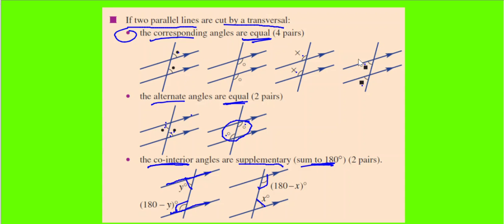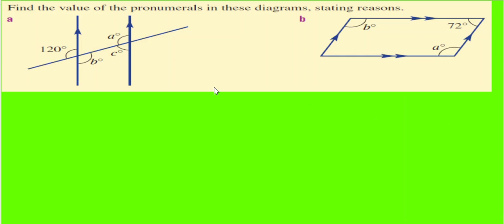These diagrams are good because they do show you a variety of different examples of where each of these types of angles can occur. Okay, so using that information, let's have a go at a couple of questions, and you might need to use some information from the previous exercise as well to help you with these.